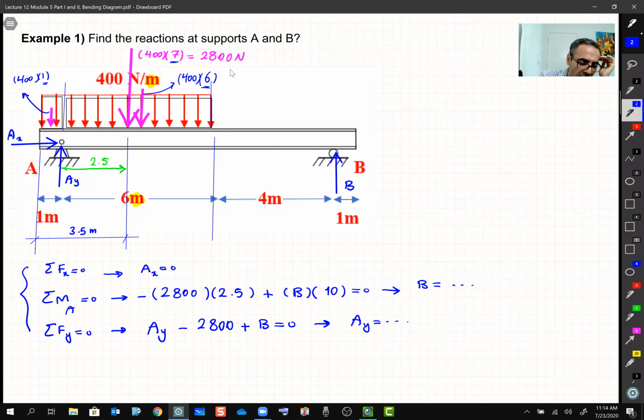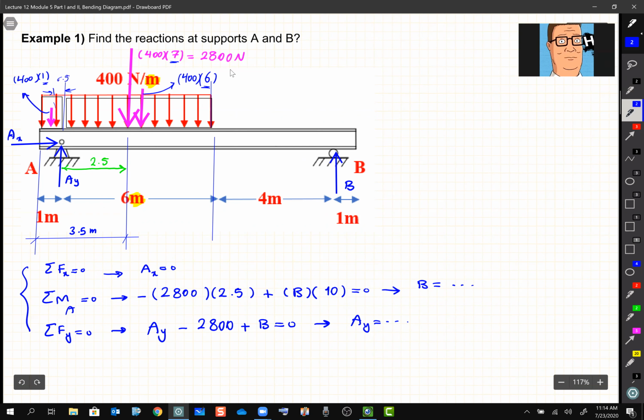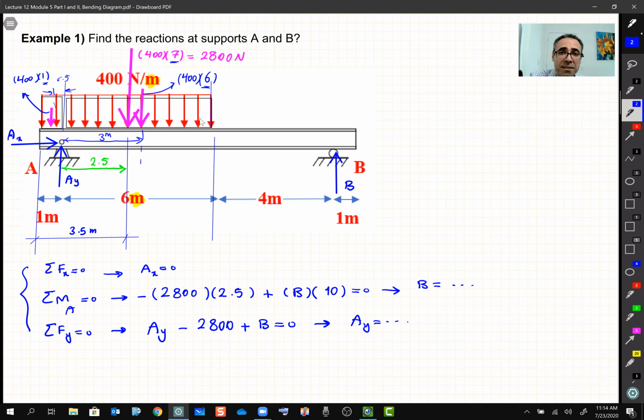Now this little guy here has a distance of 0.5 meter. Do you agree, Thomas? Yeah. And the second portion has a distance from here to here of 3 meters. So in other words, instead of this big 2800 load, we are using 2400 plus 400 on different portions. If you try that, you would get the exact same result. I encourage you to try it, but it just makes your solution longer.